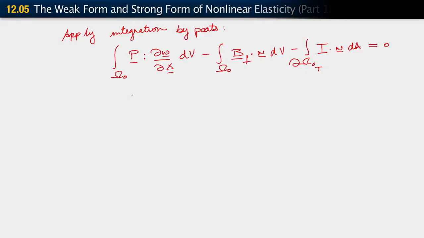Okay. So we apply integration by parts, and the way this works is the following. Essentially, integration by parts tells us that that term can be written as follows. It is integral over omega naught, okay, of the following. Divergence of P, partial derivative of W with respect to x.